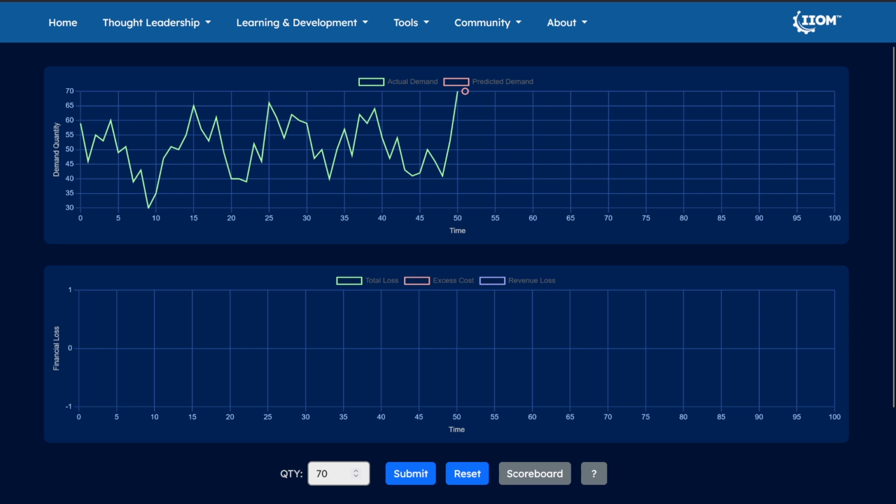Before you start playing, a login page may appear where you first have to fill out your basic personal information. Part of this information is used in case you wish to place yourself on the scoreboard. More on this later. After you have logged in, you will see this dashboard comprising two charts. The upper chart shows historical demand quantity, whereas the lower shows your operations cost, comprising revenue loss, which is caused by potential stockouts, and excess cost, which is driven by overstocking. In other words, your task is to create a forecast which balances and minimizes the sum of the two.